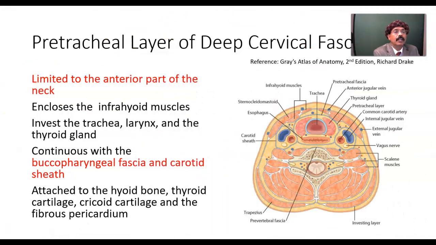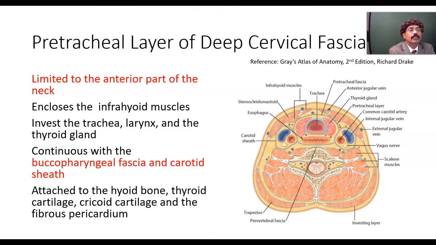The pretracheal layer of the deep cervical fascia. Pretracheal layer is limited to the anterior aspect here, and it contributes to the carotid sheath here. This is the pretracheal fascia. It covers the viscera like that of the thyroid gland, the trachea here, the esophagus here. It also covers the infrahyoid muscles like this here and there.